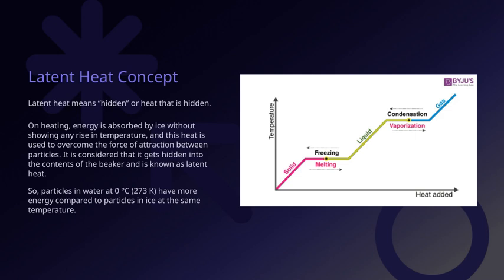Now, an interesting point to remember is that at 0 degrees Celsius, or 273 Kelvin, the particles in water have more energy than the particles in ice at the same temperature. This happens because, during melting, the energy is used to overcome the attractive forces holding the particles together, not to increase their temperature. So, even though the temperature stays constant, the particles are actually gaining energy internally.